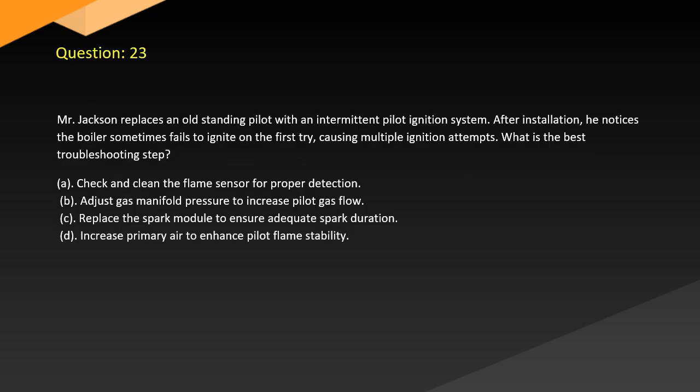Question 23. Mr. Jackson replaces an old standing pilot with an intermittent pilot ignition system. After installation, he notices the boiler sometimes fails to ignite on the first try, causing multiple ignition attempts. What is the best troubleshooting step? A. Check and clean the flame sensor for proper detection. B. Adjust gas manifold pressure to increase pilot gas flow. C. Replace the spark module to ensure adequate spark duration. D. Increase primary air to enhance pilot flame stability.